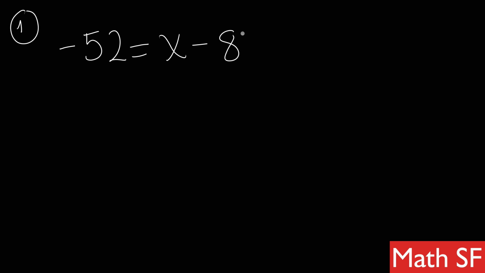Quiz on equations. Problem number 1. We have to solve this given equation. To solve this equation, isolate for x, of course. So let's get rid of this negative 8 that is bothering the x.